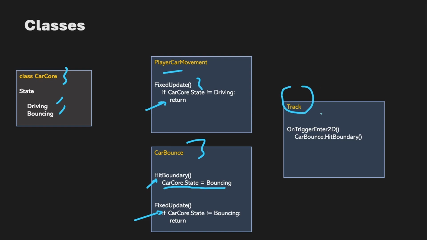We'll add that to our track, and that'll have the trigger enter 2D on it. If something does trigger it, it'll check if that thing has a car bounce component, and if it does, it will invoke the hit boundary. In other words, we will hit the track, that will cause it to find the car bounce and invoke the hit boundary. The hit boundary will change the state to bouncing, which will disable the movement and enable the update here. And as you'll see, we'll put a little bit of a hand-coded timer for a couple of seconds in there, and when that runs out, it'll switch the car core state back to driving, and the player car movement will start working again. That's the idea anyway.